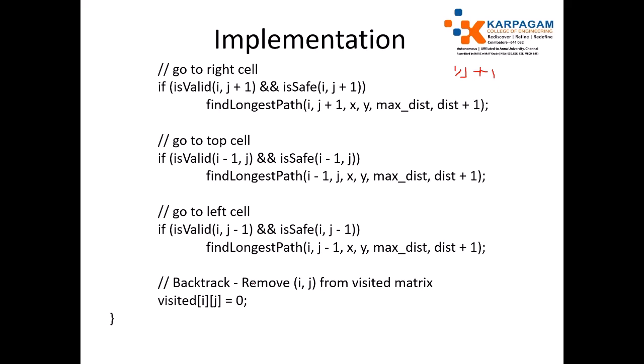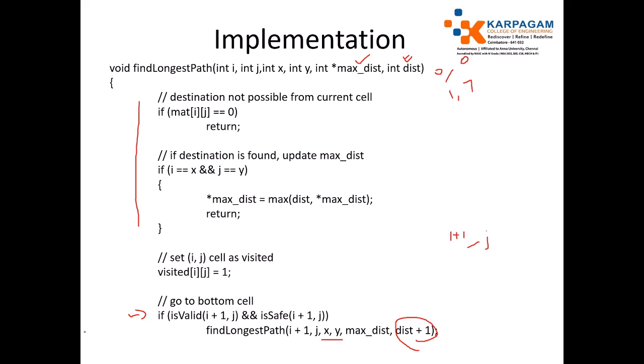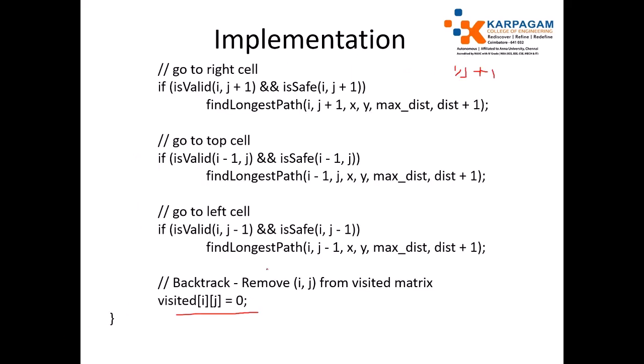If these conditions are not matched, it means there is no path. If there is no path in the particular location, just backtrack by setting v of i j equal to 0. Here you have already set v of i j equal to 1. If there is a path, you move further. If there is no path, just set v of i j equal to 0. This is one kind of backtracking method.